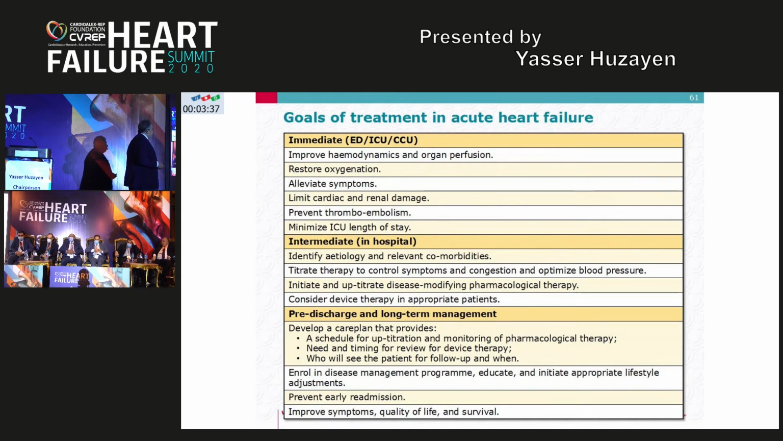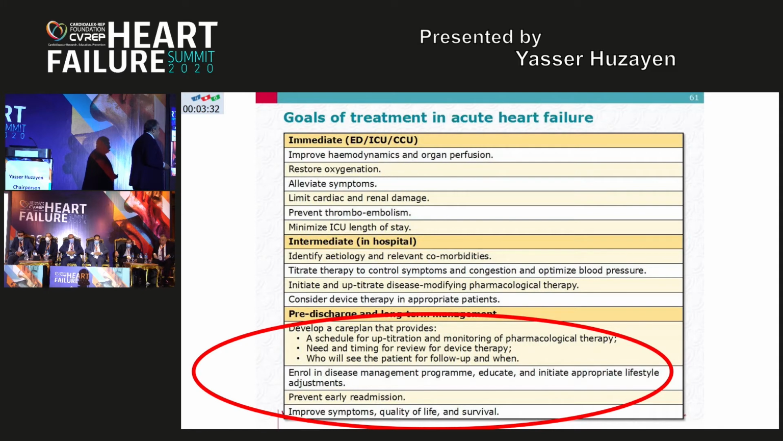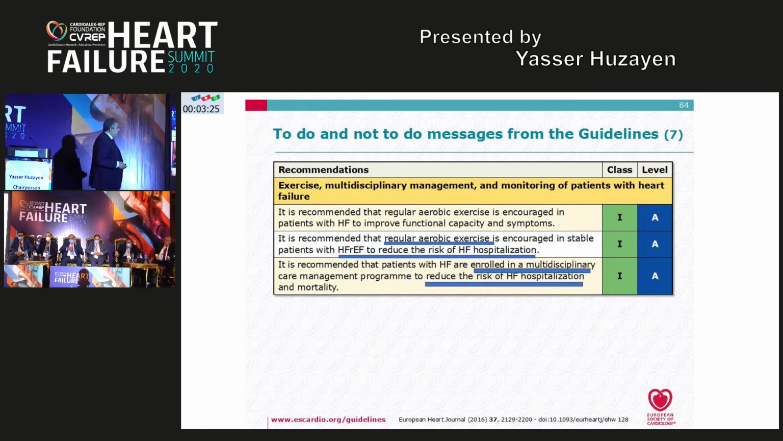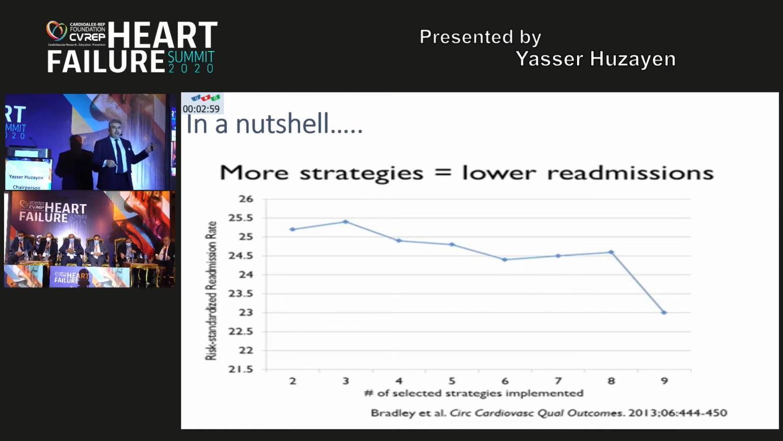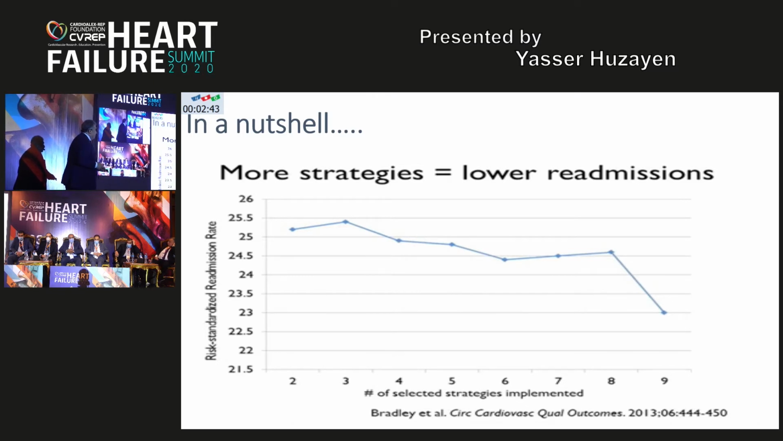And the European, we showed the American one. The European guidelines tell us the pre-discharge items are nearly the same as those discussed throughout the lecture. Two important points, please. Regular aerobic exercise if the patient can, in patients with stable HFrEF, would reduce the risk of hospitalization, and enrolling in a multidisciplinary team would reduce the risk of heart failure hospitalization. In a nutshell, this is very important, and I think it's the master theme of the presentation: more strategies equal lower readmissions. When you apply one or two measures, you have a high readmission rate. Once you apply more and more strategies, you can go for much lower readmissions.